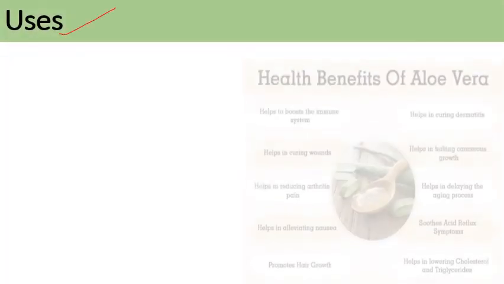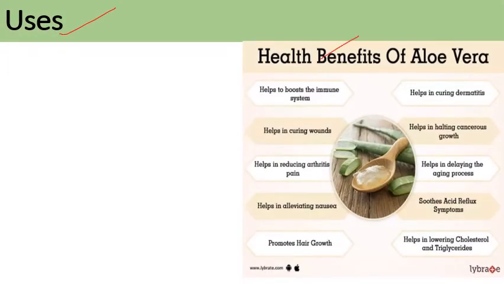Next comes uses. So health benefits of aloe vera: it helps to boost our immune system. It helps in curing wounds. जो घाव है उनको ठीक करने में help करता है. It helps in reducing arthritis pain. Helps in alleviating nausea, promotes hair growth. Helps in curing dermatitis. जो skin disease है उनको treat करने में help करता है. Helps in halting cancerous growth. Cancer की growth को रोकता है ये. Helps in delaying the aging process. Then soothes acid reflux symptoms, and helps in lowering cholesterol and triglycerides.